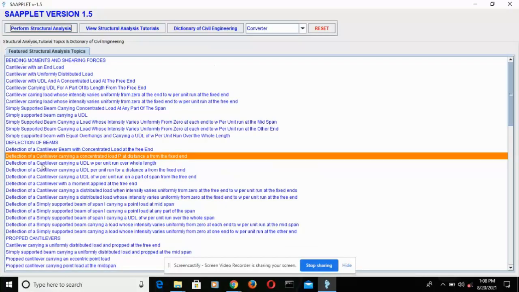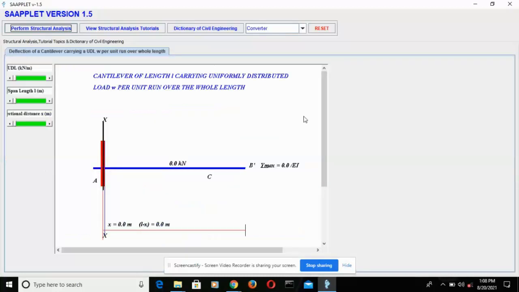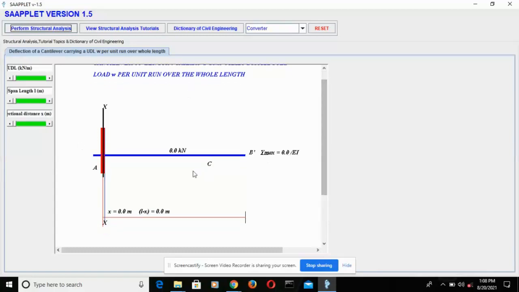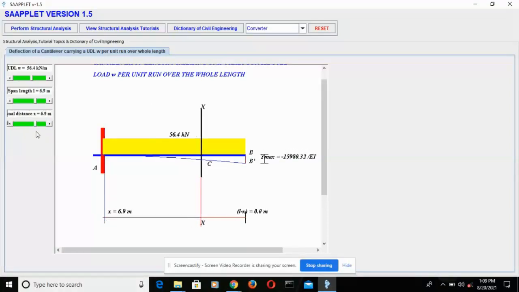Next, we look at deflection of a cantilever of length L carrying a UDL of W per unit run over the whole length. So here you have this. This is a cantilever. We use this to cut the sections. So we can load this cantilever with a UDL, uniformly distributed load. Then we consider the span. Then we'll consider a sectional distance as we cut the sections at various distances.